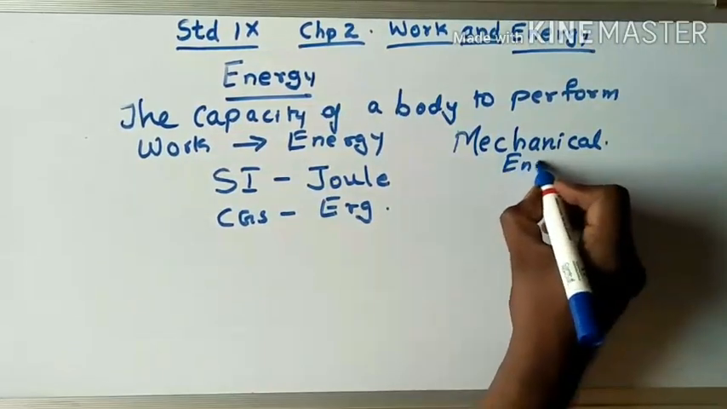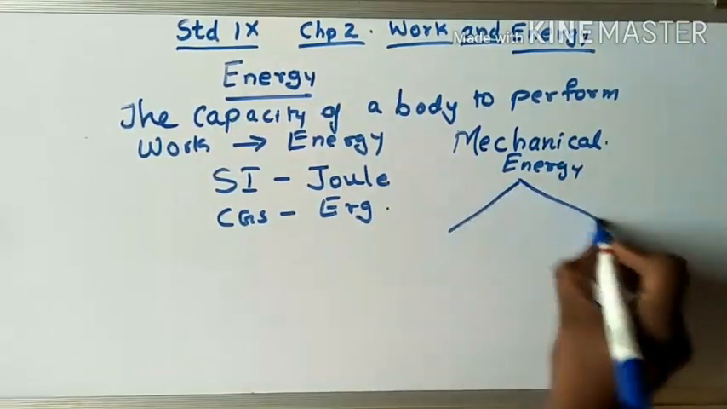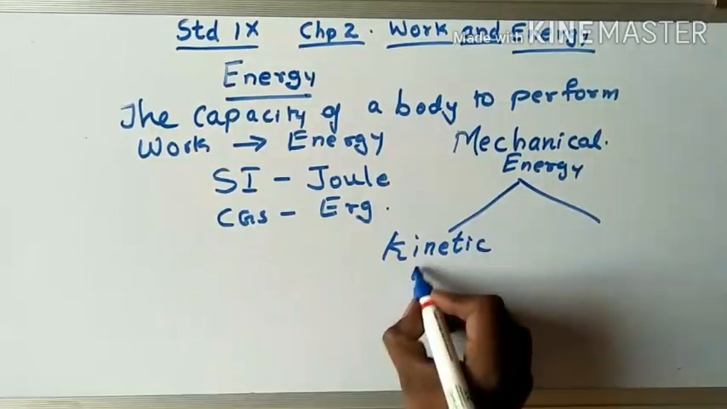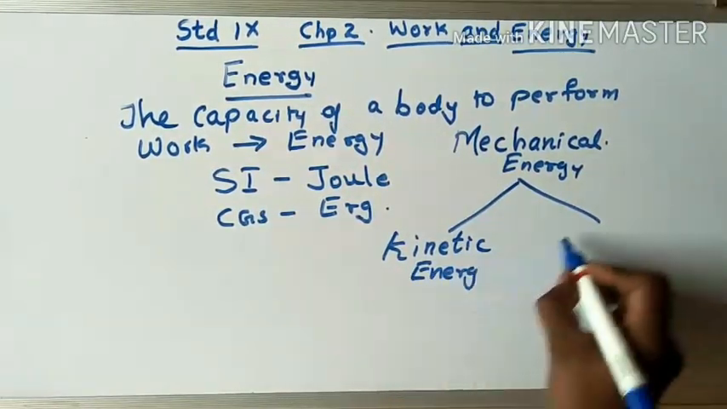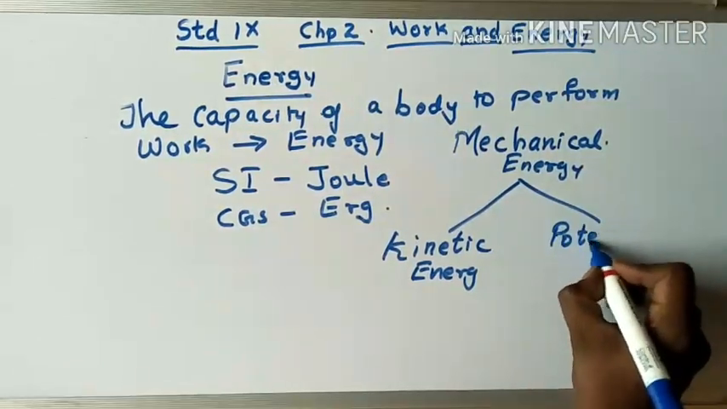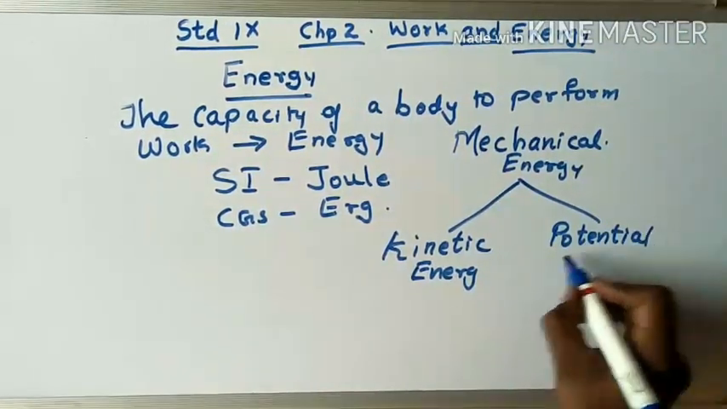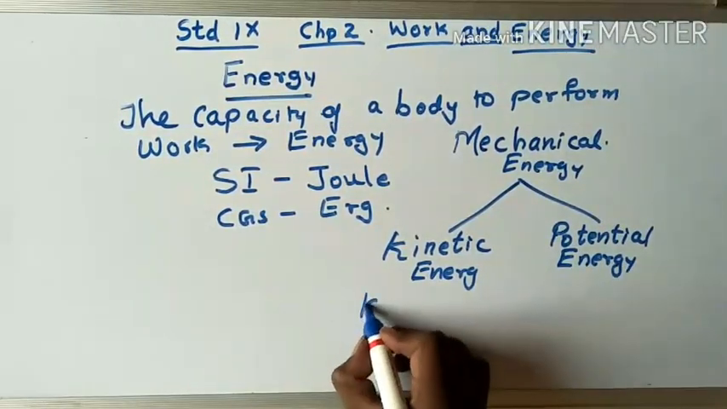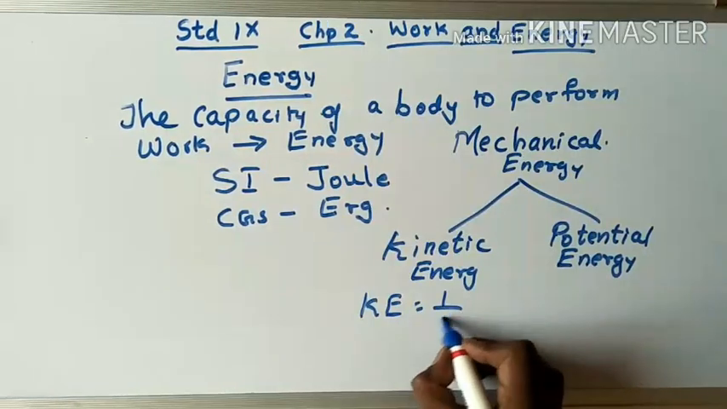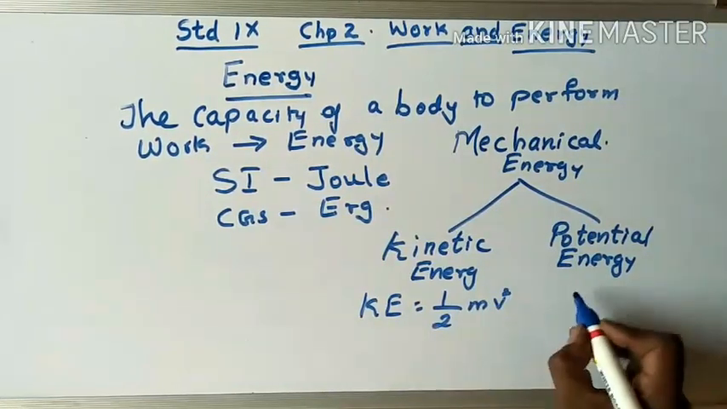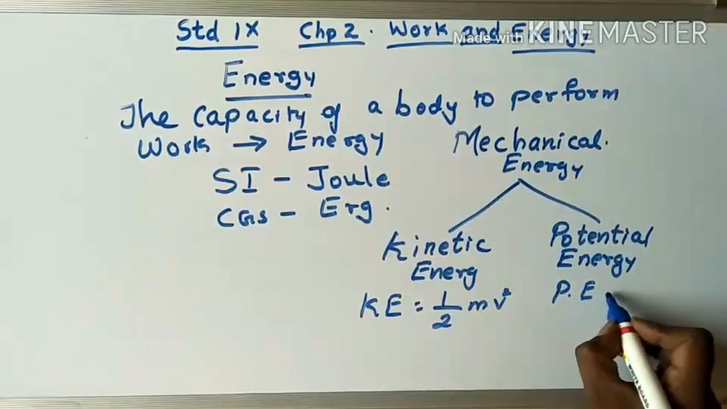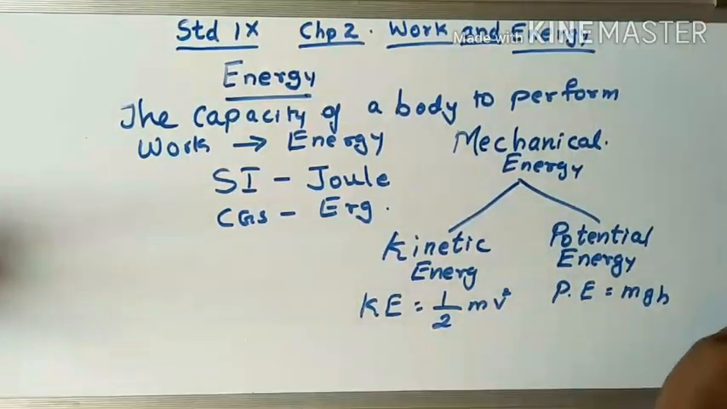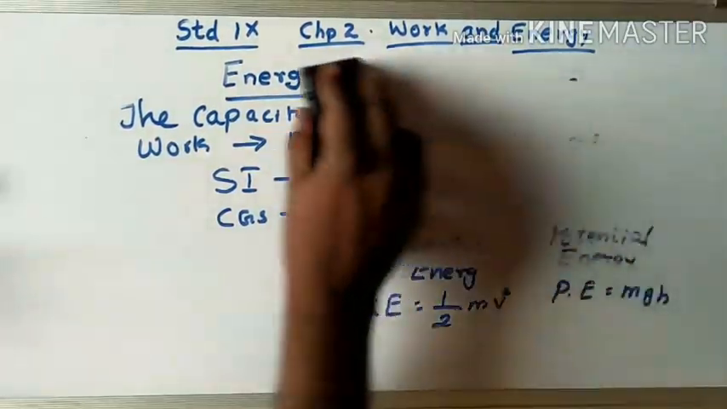Now this mechanical energy is divided into two parts. One we call as kinetic energy, and second is potential energy. The formula for kinetic energy is half mv square, and the formula for potential energy is mgh. Now let's start first with the kinetic energy.